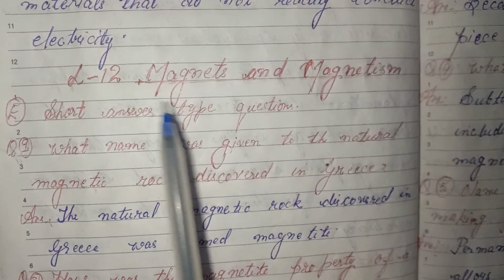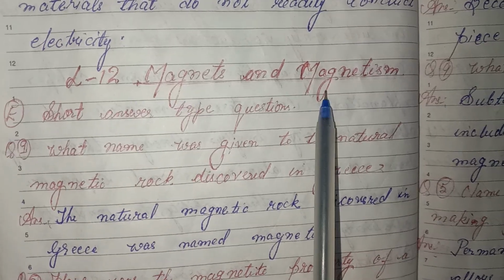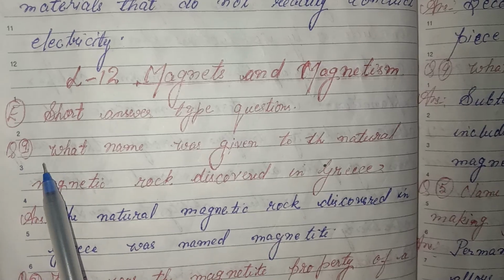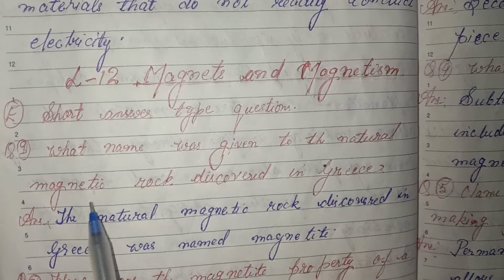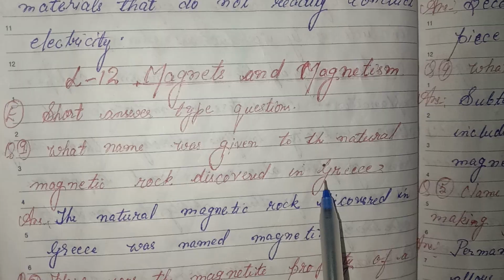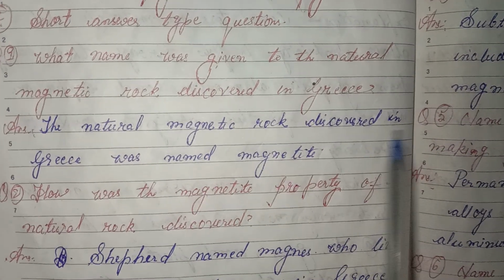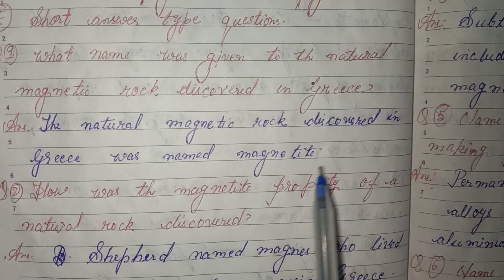Chapter 12 Magnets and Magnetism. E. Short answer type question. First, what name was given to the natural magnetic rock discovered in Greece? Answer: the natural magnetic rock discovered in Greece was named magnetite.